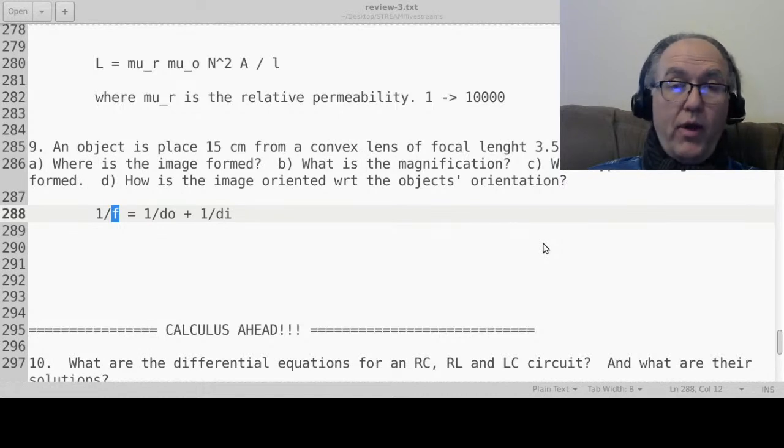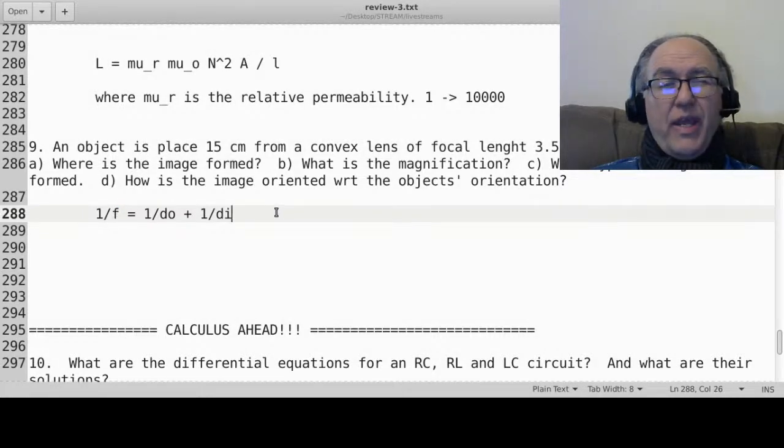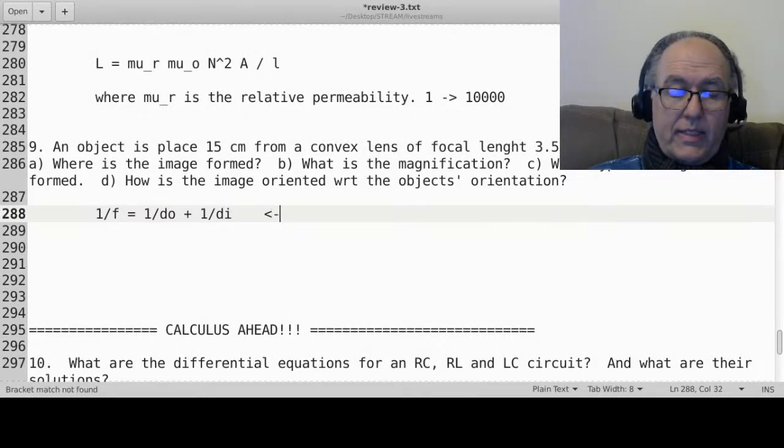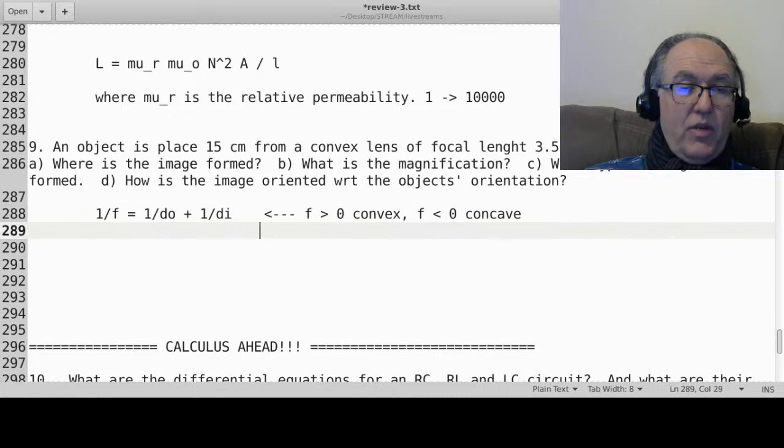I didn't derive it for you, but it comes from just an analysis of similar triangles in the ray diagram. If there's anything tricky about this at all, it's that F is positive for convex lenses, and F is negative for concave. That's one tricky thing about that equation.